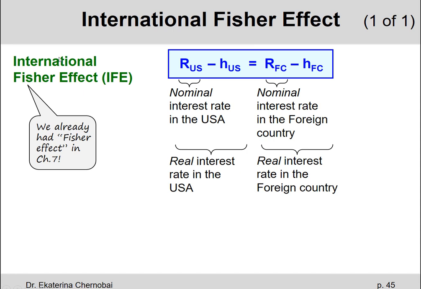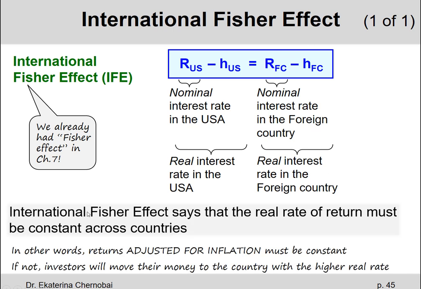So what does the International Fisher Effect formula imply? What does it say? It says that the real interest rate in the USA equals the real interest rate in some foreign country, right? So the International Fisher Effect says that the real rate of return must be constant across countries. In other words, what are real rates of return? It's when you adjust your return on your money for inflation, like how much of your return the inflation takes away. The fact that the prices get higher, right? That kind of eats away part of the return you got in nominal terms.